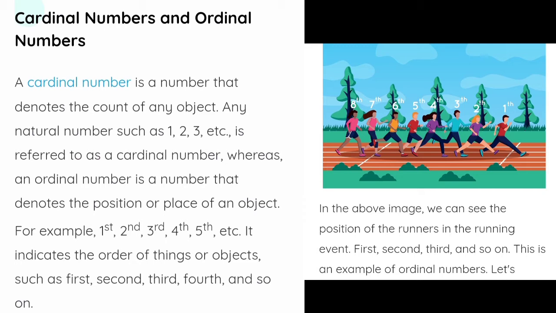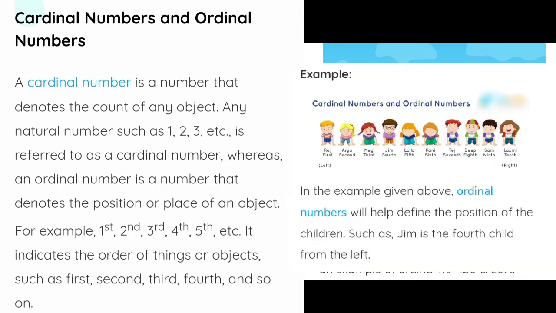If you observe the figure on the right side, the people are running. In the image, you can see the position of the runner in the running event. First person, second person, third, fourth, fifth, sixth, seventh, eighth. So here eight positions are there, eight orders are there. This is called ordinal numbers. The numbers which denote position are called ordinal numbers. The numbers which are counted, the total number, are called cardinal numbers.